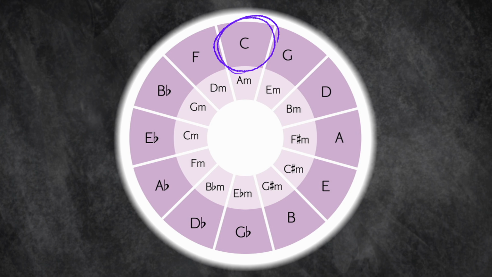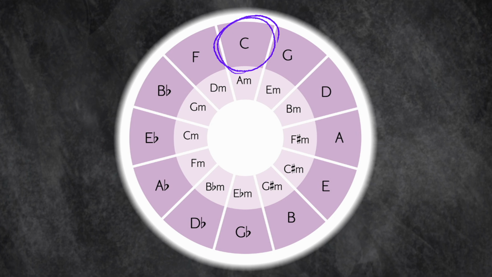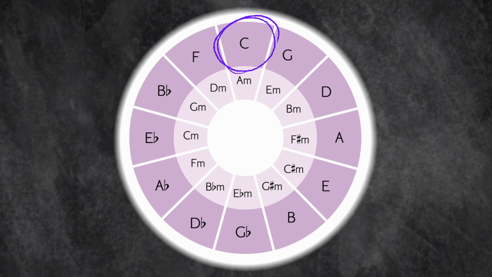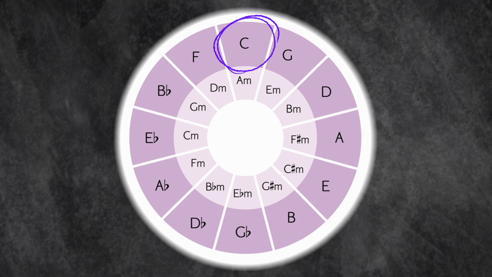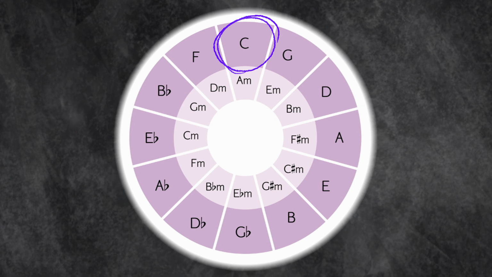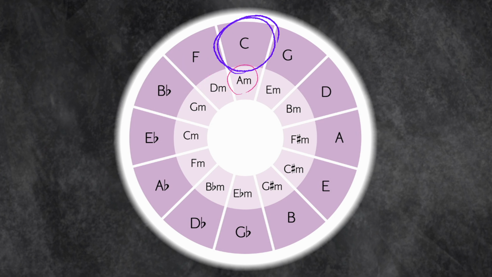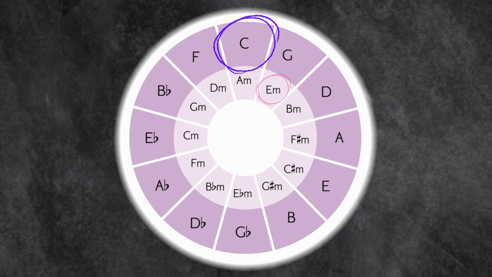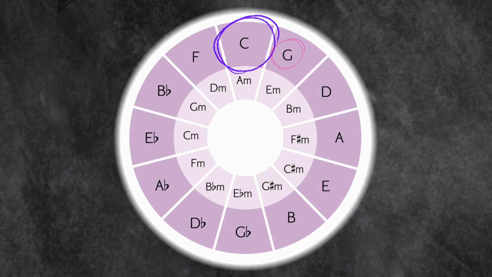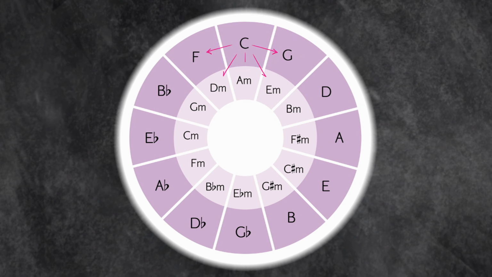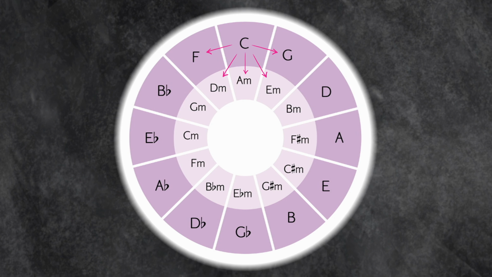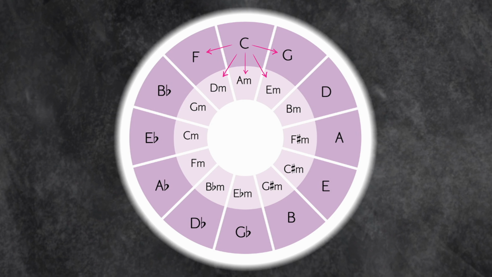And we need to work out what are the 5 closely related keys to C major. And as you can see, the 5 keys that are next to C major are F, D minor, A minor, E minor, and then G. They're the ones closest to C major. They are the closely related keys we can modulate to.